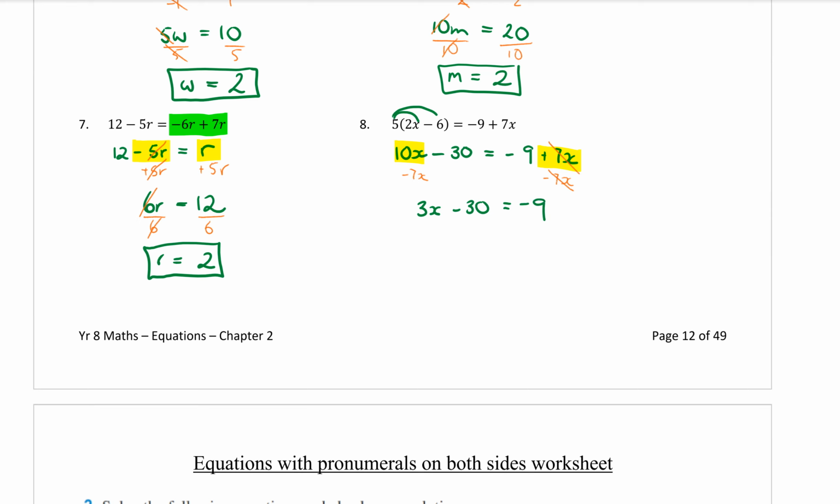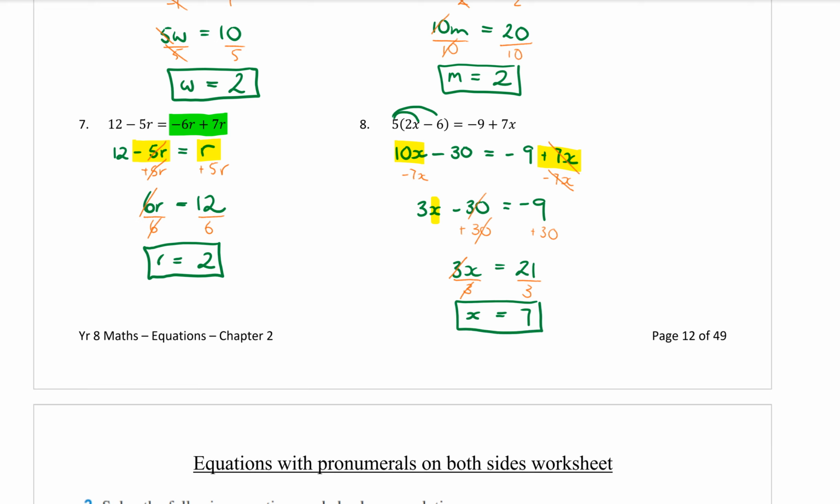Now, I have my one little x here and I want to get it by itself. The first thing I need to do is add 30. That cancels off. 3x, the 30s have gone, minus 9 plus 30 is a positive 21. The last step, I want to divide by 3. Get rid of that. So x is by itself, 21 divided by 3 is 7.